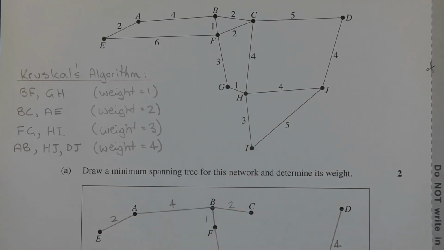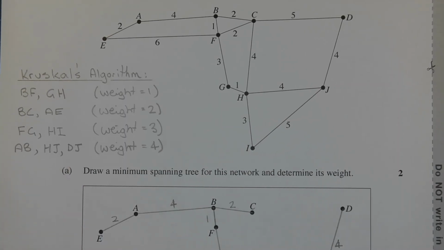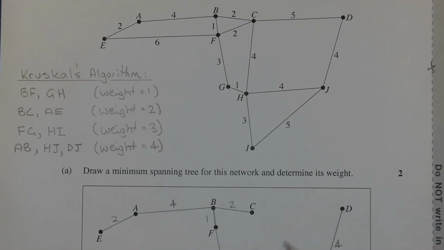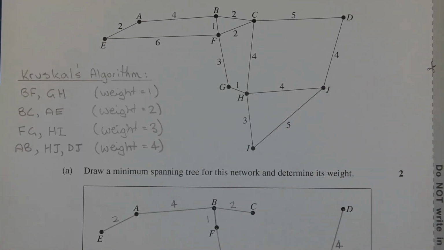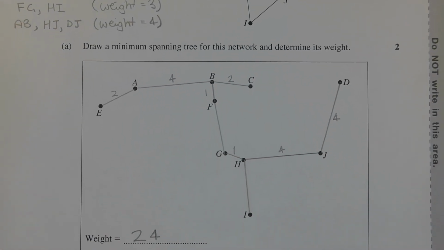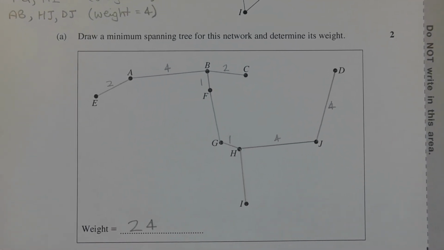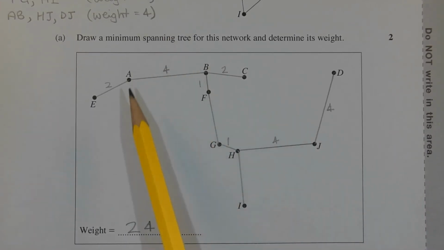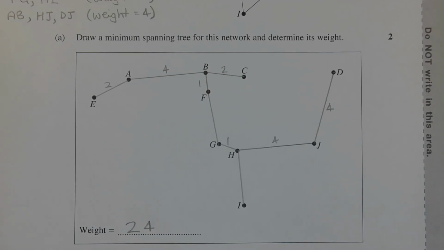So now let's look at the edges of weight 4. So I've chosen AB, HJ and DJ. So there's AB, HJ and DJ. And as I'm doing that, I'm updating this diagram as we go along. And this is the completed minimum spanning tree for the network diagram that was shown.